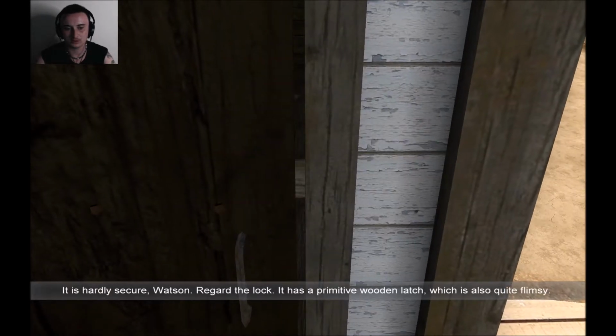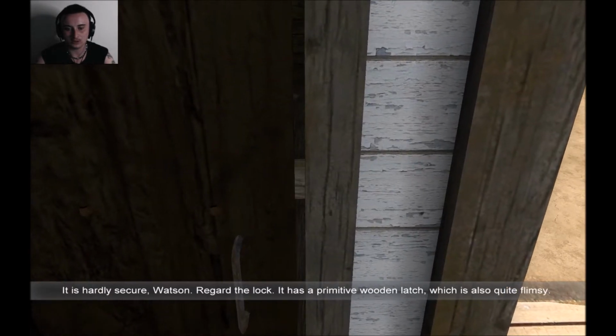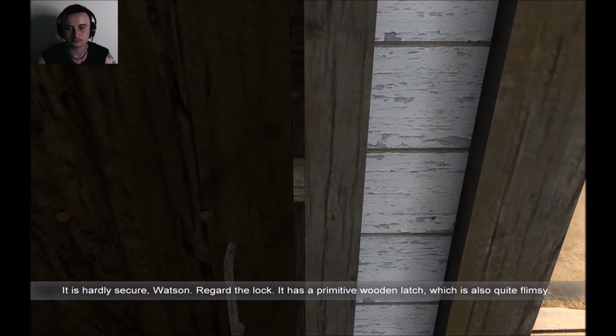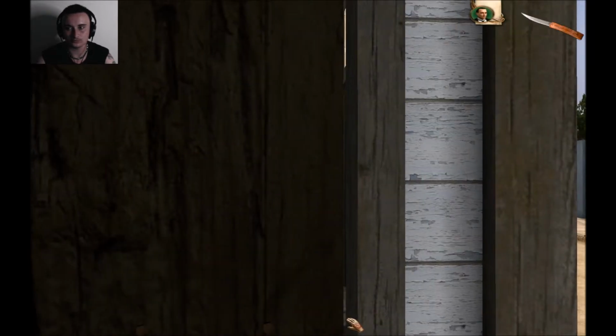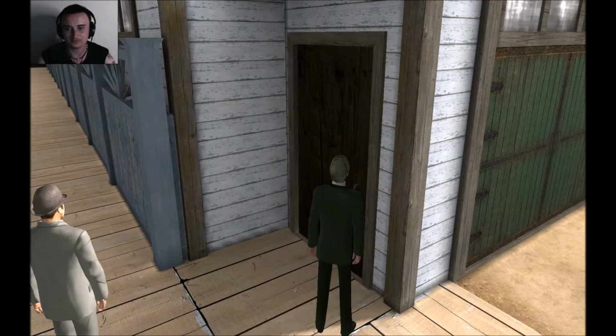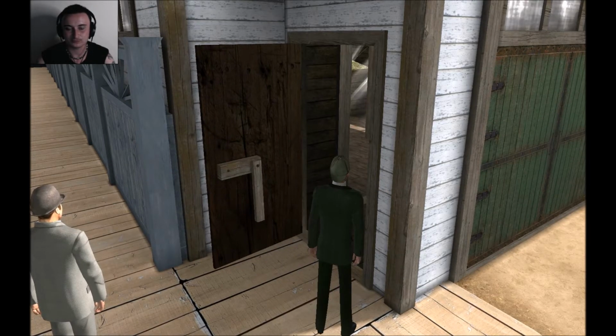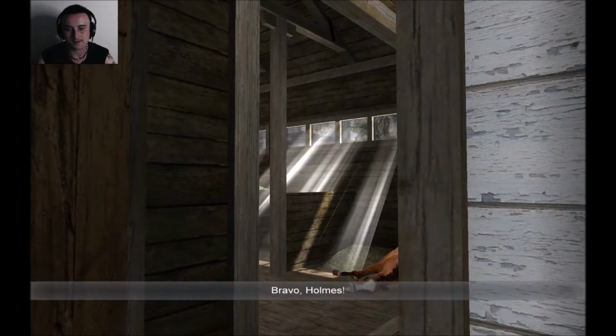All right. It is hardly secure, Watson. Regard the lock. It has a primitive wooden latch, which is also quite flimsy. We have a knife. Ah, perfect. Bravo, Holmes.